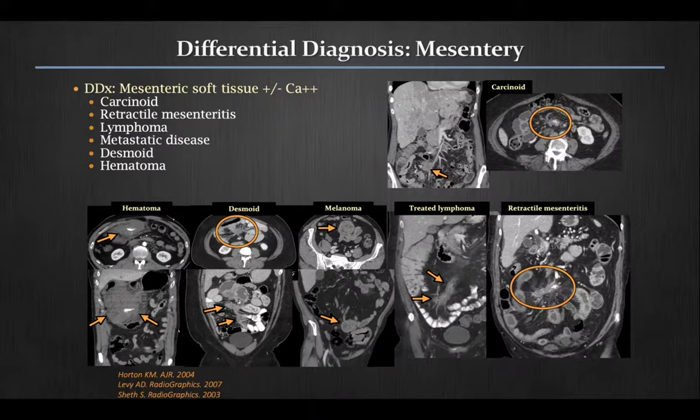And hematomas, usually you will have that history. And of course, if you see active extravasation, that's the main thing to look for active bleeding.